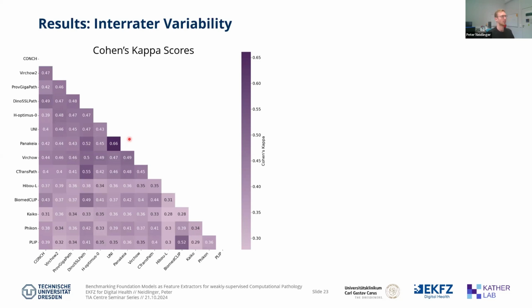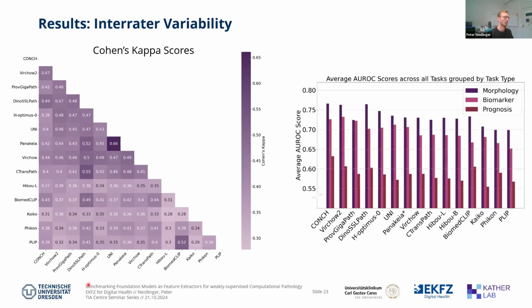For those who are not familiar with the score, 0 means that there's no correlation, or it's just random. Negative would be that they systematically predict different things, and 1 would be that they always predict the same. And I also sorted the models by performance here again. So CONCH was the best model across all tasks, and flipped the worst model across all tests.